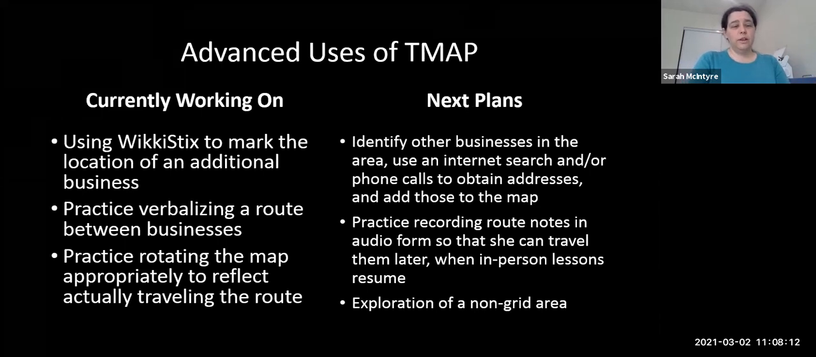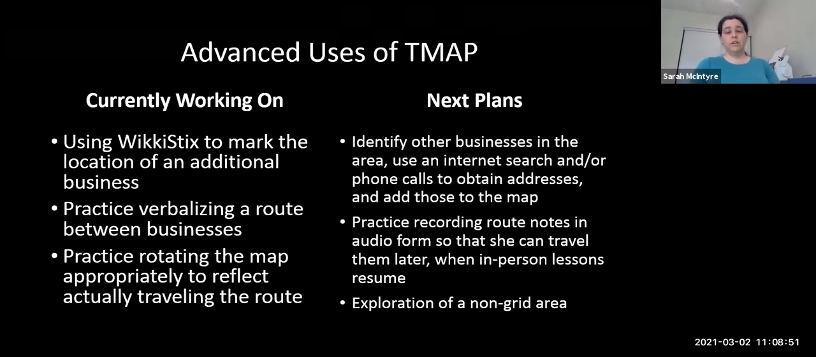So the next thing that she was working on was using WikiSticks to mark the location of additional businesses, practicing verbalizing routes between businesses, and then rotating the map appropriately to reflect actually traveling a route. And then the next plan was to identify other businesses in the area using the internet to search for information, making phone calls to get addresses of businesses, adding those to the map, and practicing recording route notes in an audio form so that she can travel them later when in-person lessons resume.